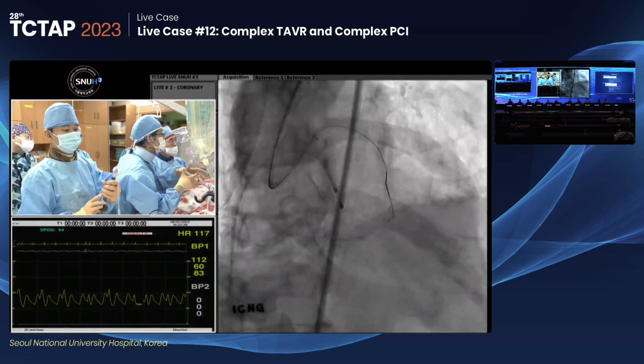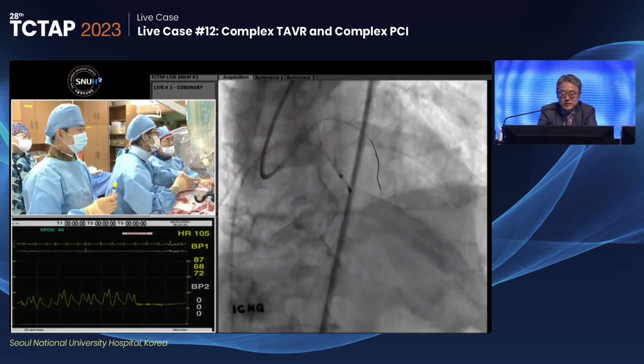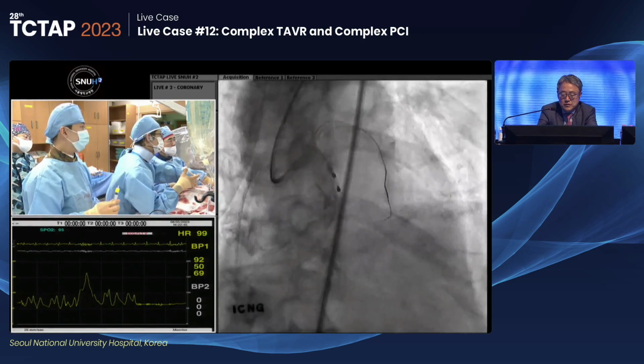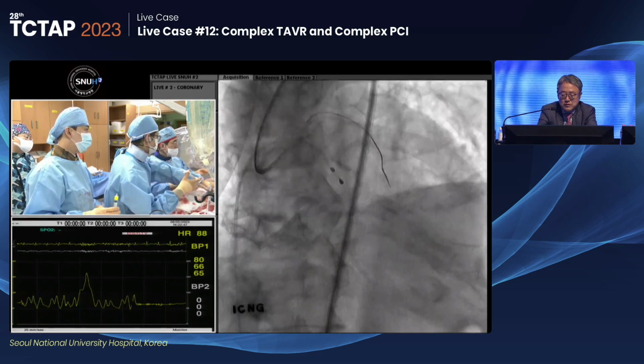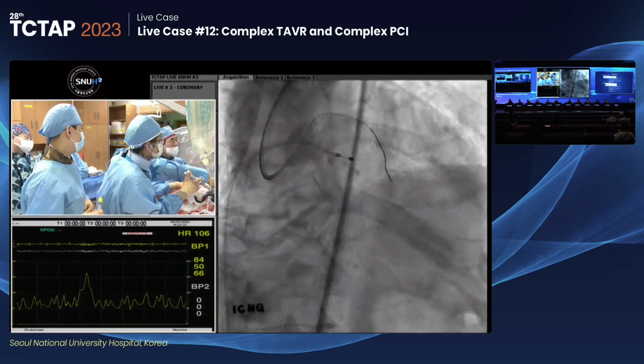So I think this case is a typical example of a CHIP procedure. Yeah, absolutely. So complex. The patient keeps moving, so it's difficult.